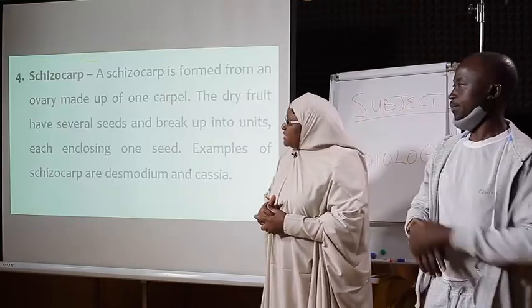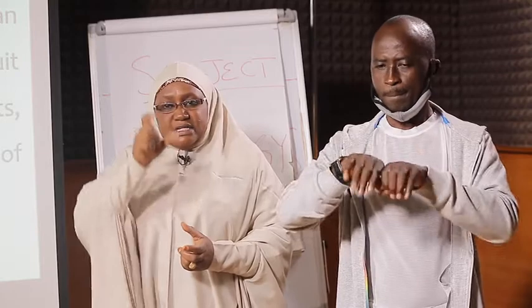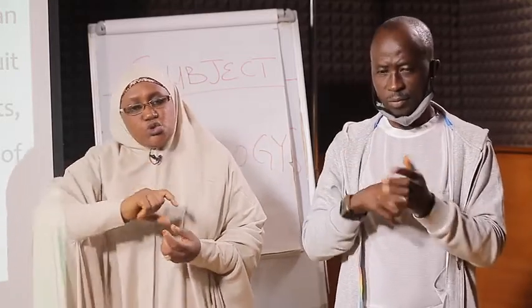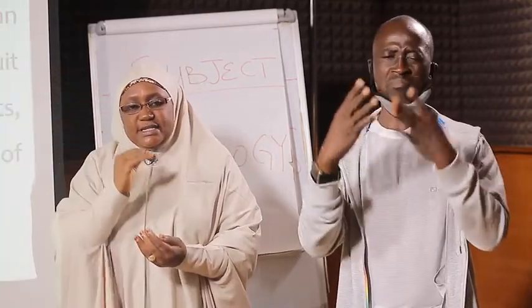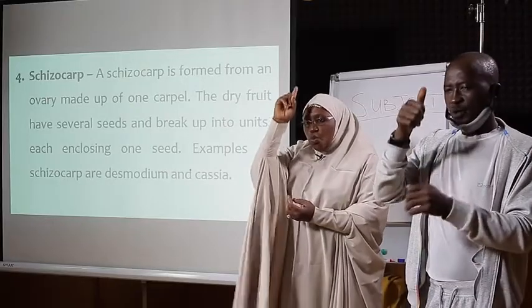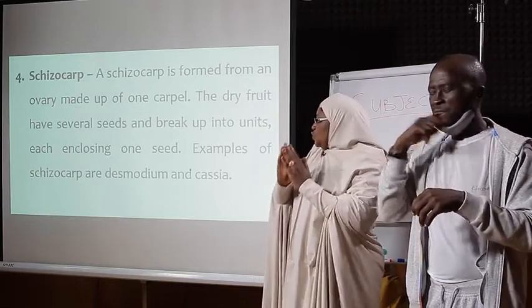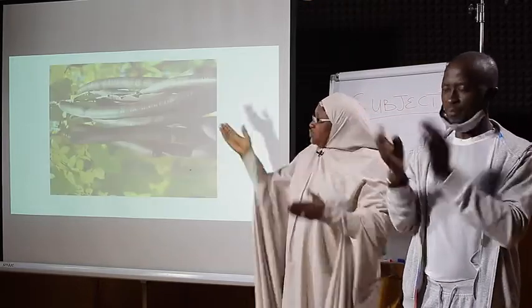Then the next one is schizocarp. A schizocarp is formed from an ovary made out of one carpel. The dry fruit has several seeds and breaks up into units, each enclosing seeds. This one, the fruit, when it gets dry, it has so many seeds inside, but the seeds are divided into units, each unit having one seed. So when it is dry, it also opens and it releases.